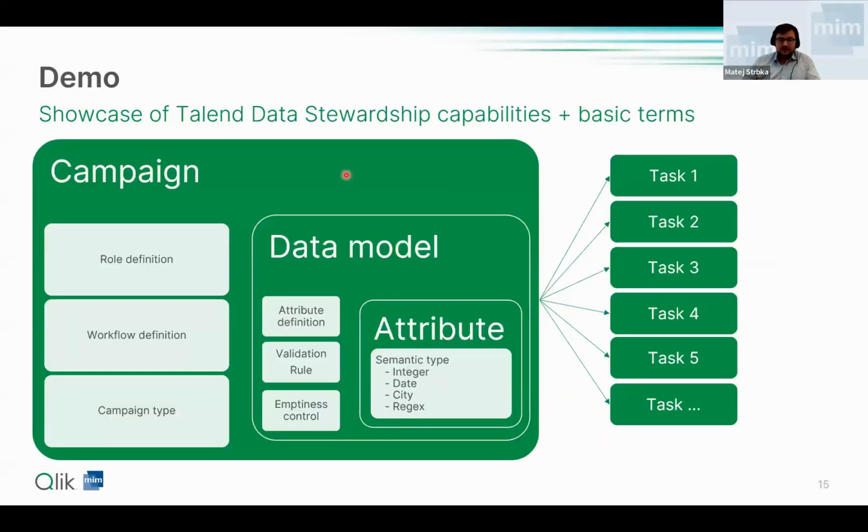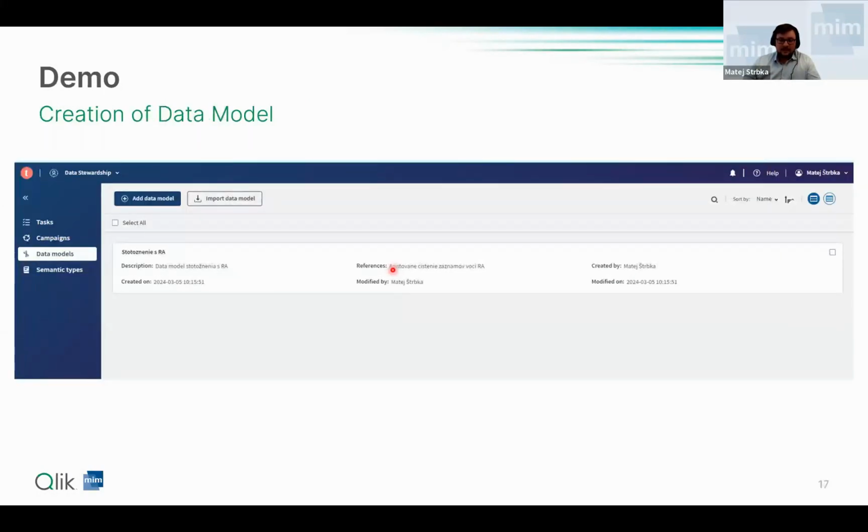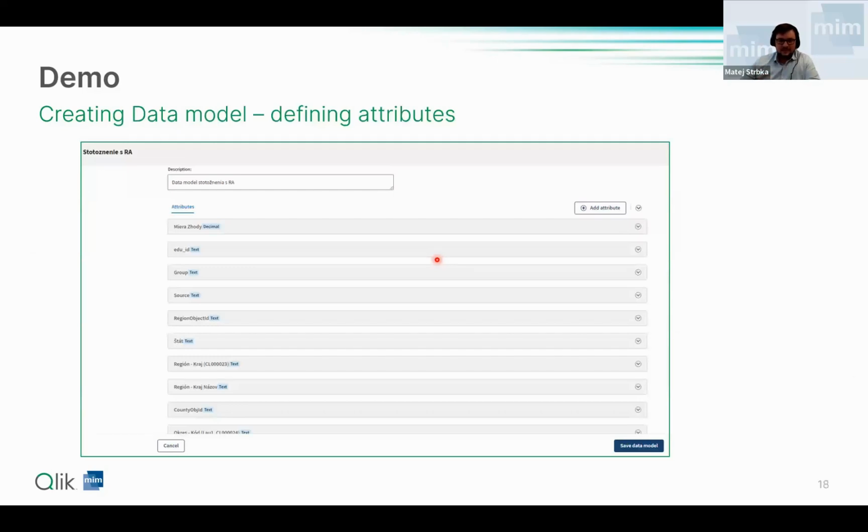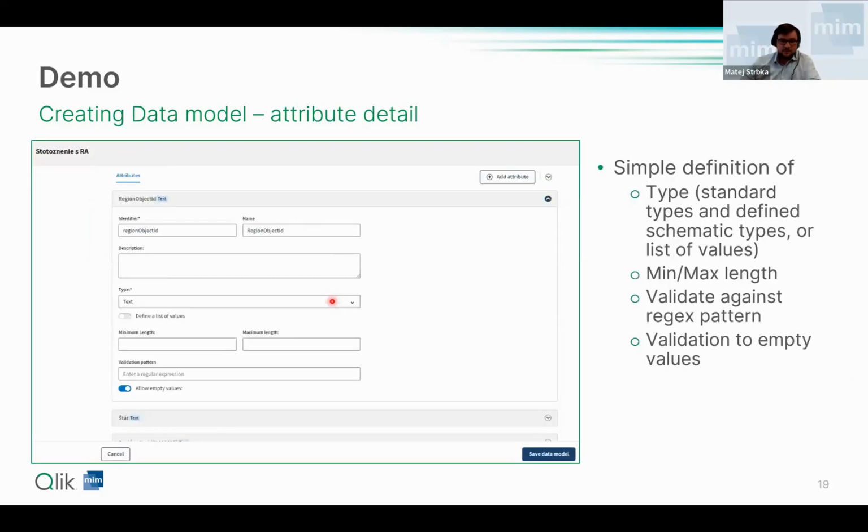The second step was defining the data model. The data model is just setting the attributes, setting what we will check and what the attributes are for our campaign. This is what the overview of the data model looks like. It is just setting the attribute's name and setting each attribute with its identifier, with its type, whether it is integer, string, text, whether we want to allow empty values or we want to check it through some pattern. In type, we can also define the semantic type we developed. We can also set the minimum and maximum length, and in case it doesn't work, we will see what it looks like later in the demo.